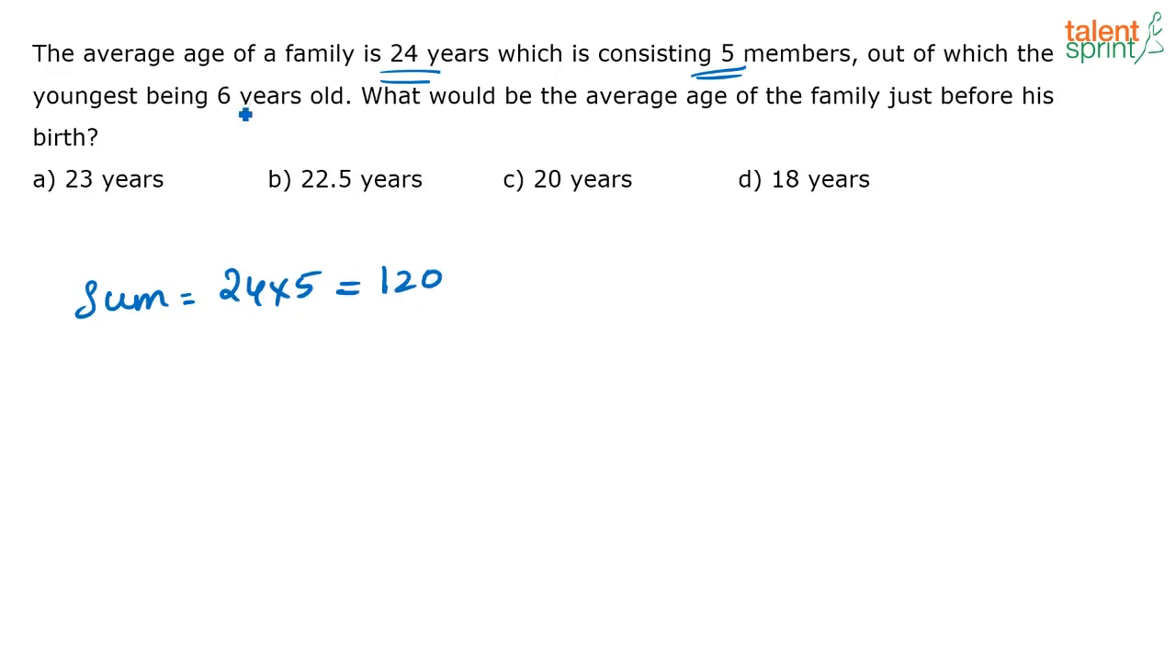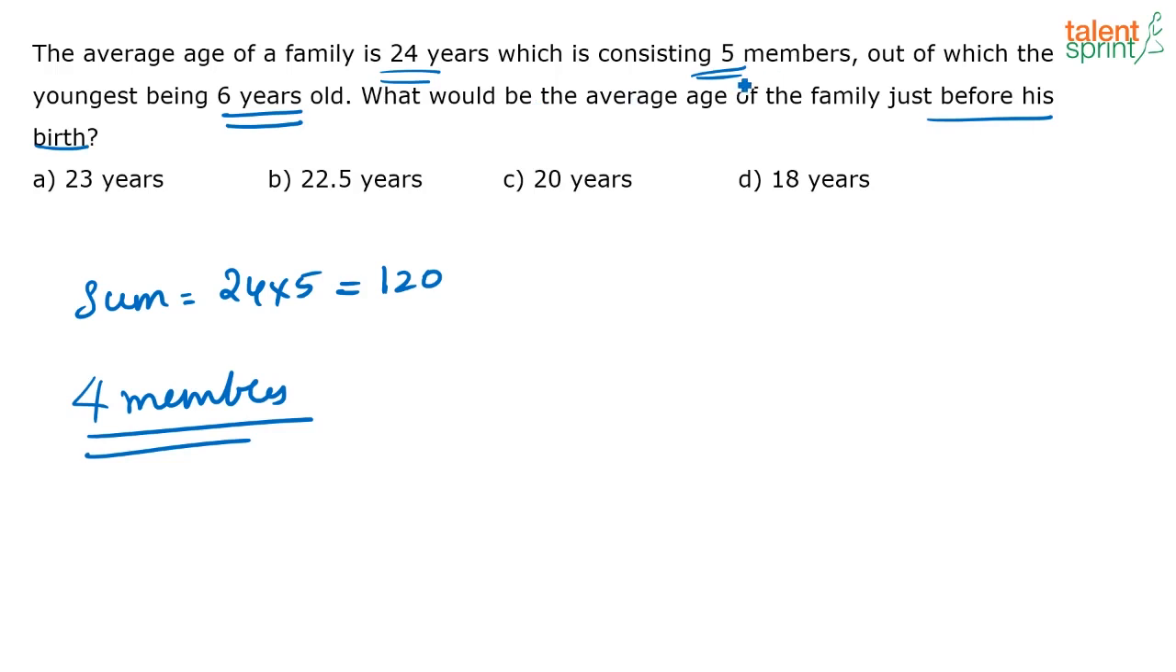Now, the youngest child is 6 years old, correct? 6 years ago, what was the sum of the ages of all the people? See, what is happening here? You can see that the current sum is 120, correct? So 6 years ago means, see, because what are they asking? Before the birth of this child, what was the average of the family? So before the birth of the child, how many members were there in the family? Only 4 members were there. Okay, let's keep that there.